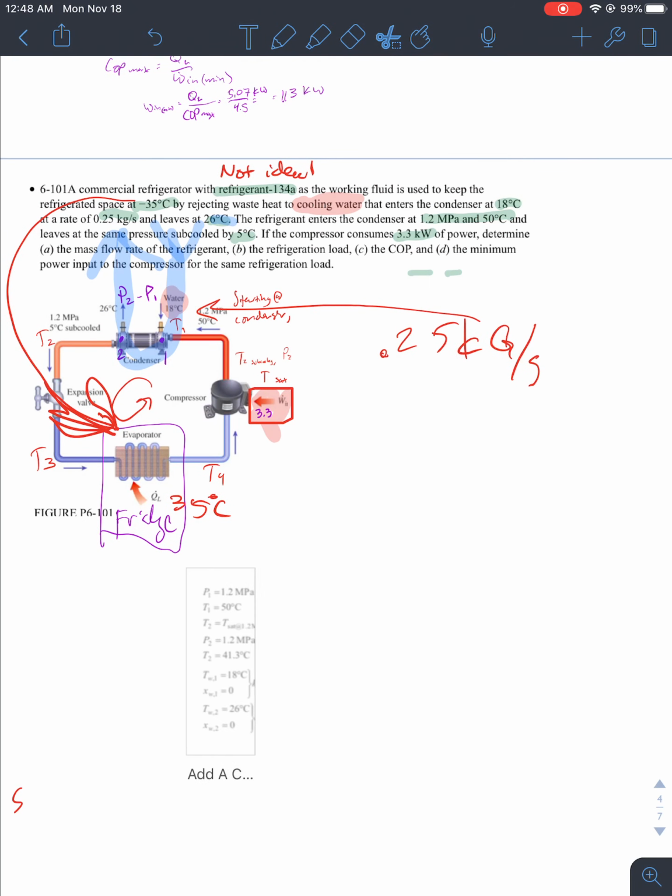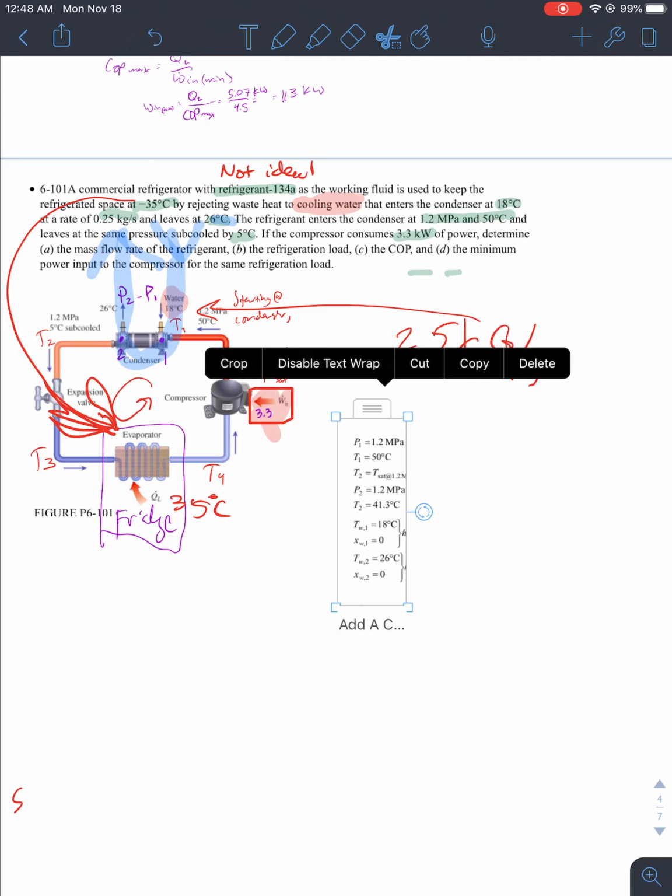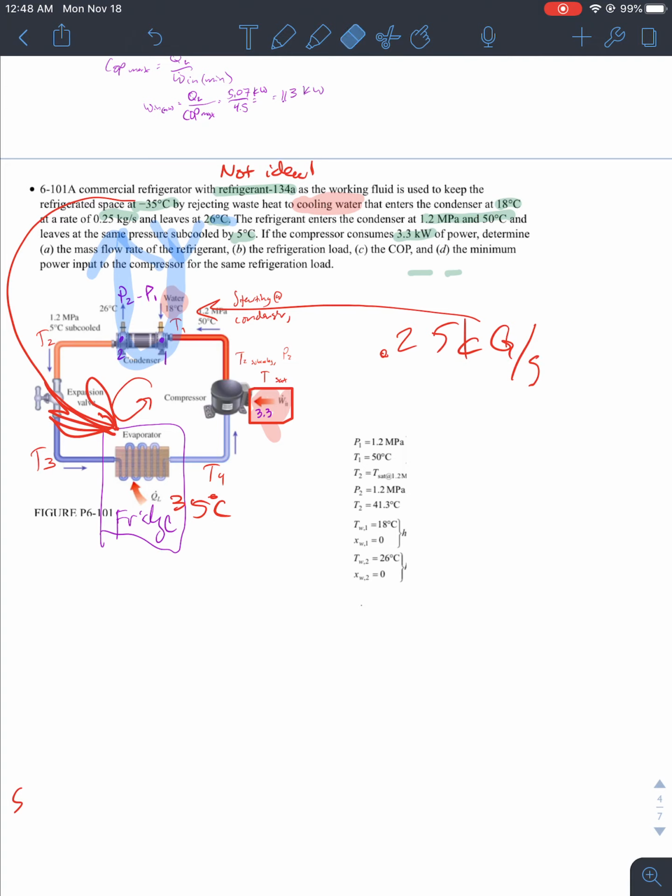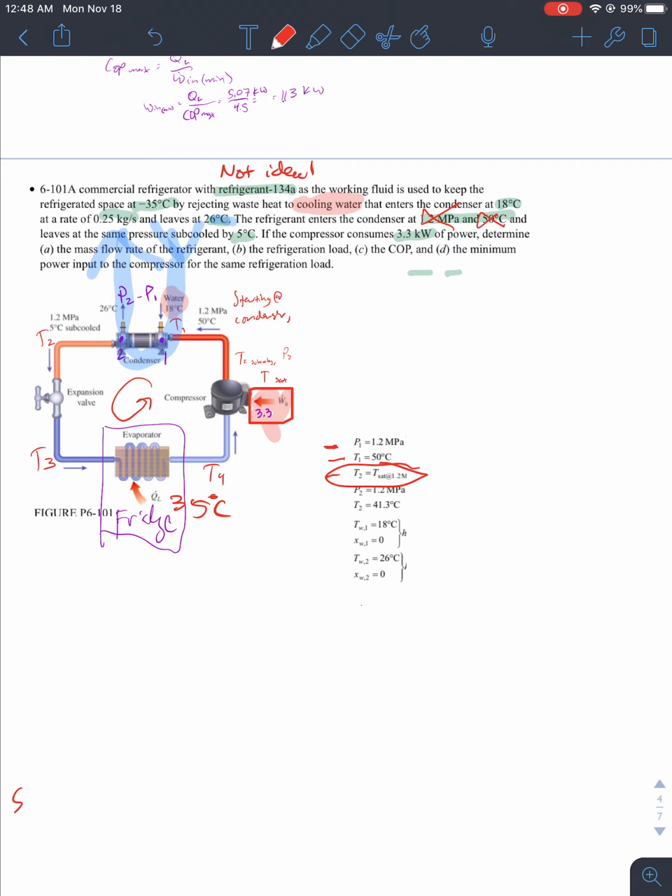So here's a list of junk. Let's erase things and cross things out. So P1 is 1.2 megapascals. Got that. Temperature 1 is 50 Celsius. Got that. Temperature 2 is something that is implied. It is the temperature over here.